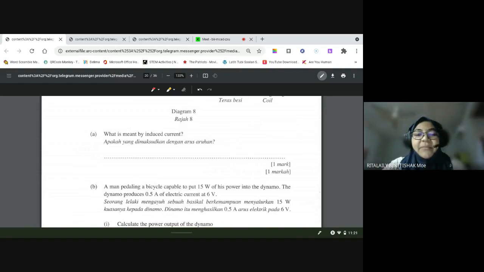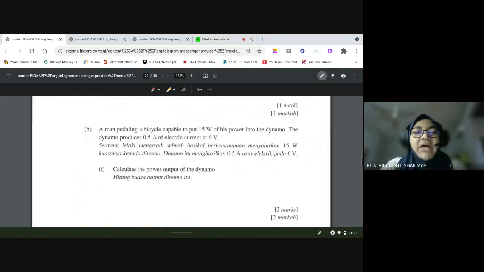Okay. So a man pedaling a bicycle is capable of putting 15 watt of his power into the dynamo. The dynamo produces 0.5 ampere of electric current at 6 volt. Calculate the power output of the dynamo. How do we calculate power output? Power output is produced by what? Yes, power output.